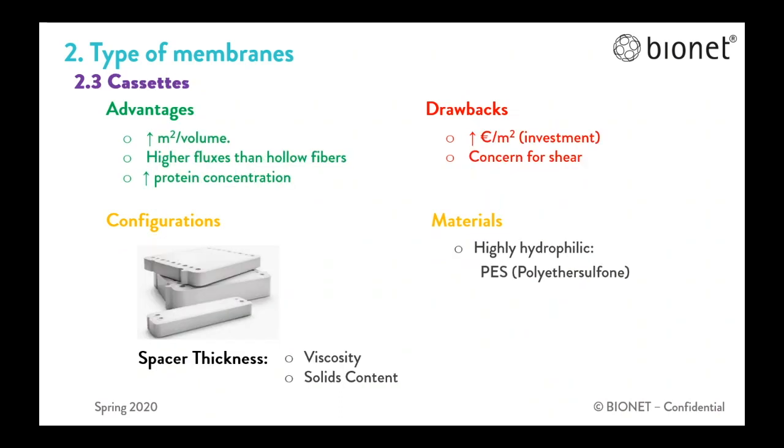Cassettes are more recommended for UF applications as they can manage high protein concentrations. They present higher fluxes than hollow fibers and they are really compact. On the contrary, they are not gentle with the product and their cost per square meter is really high. They are also made of highly hydrophilic organic polymers, and in parallel to ceramics and hollow fibers, the thickness of their spacers depends on viscosity and solid content.